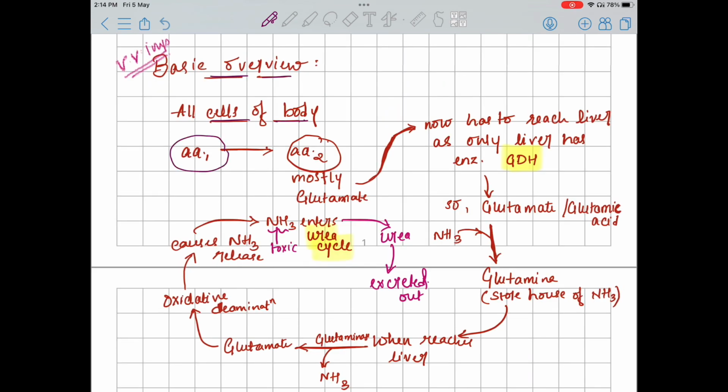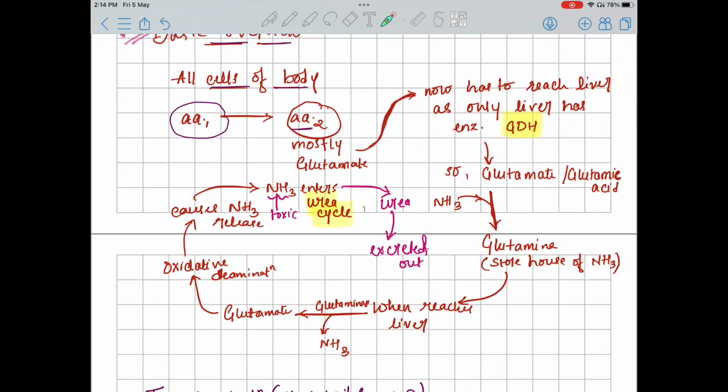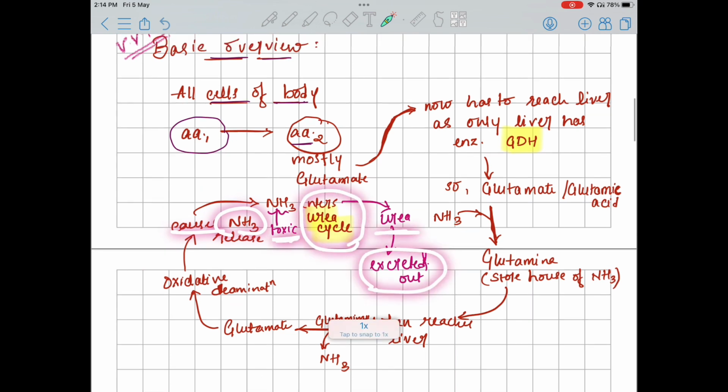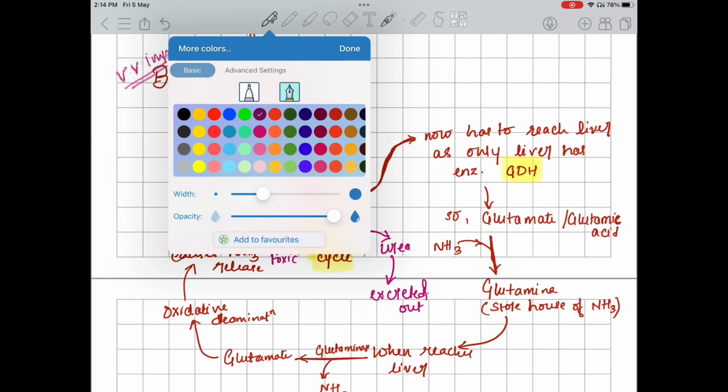First, all cells which are present in our body convert one amino acid into another. Mostly the second amino acid is glutamate. Now it has to reach the liver, as liver only has glutamate dehydrogenase enzyme. So glutamate or glutamic acid is converted to glutamine. When it reaches the liver, it is again converted back to glutamate, undergoes deamination to give ammonia. Ammonia is toxic, enters urea cycle and is excreted out.